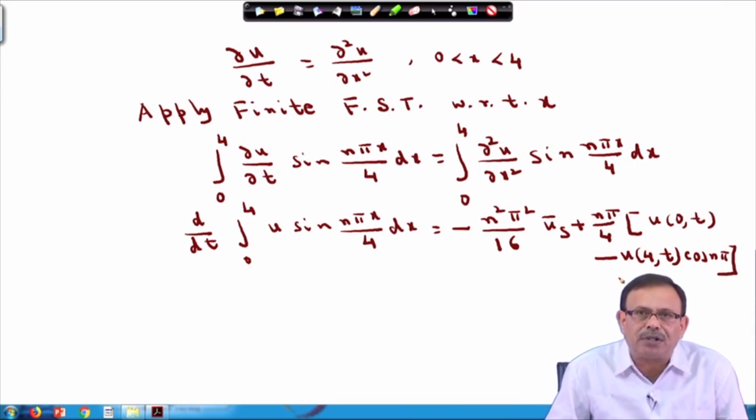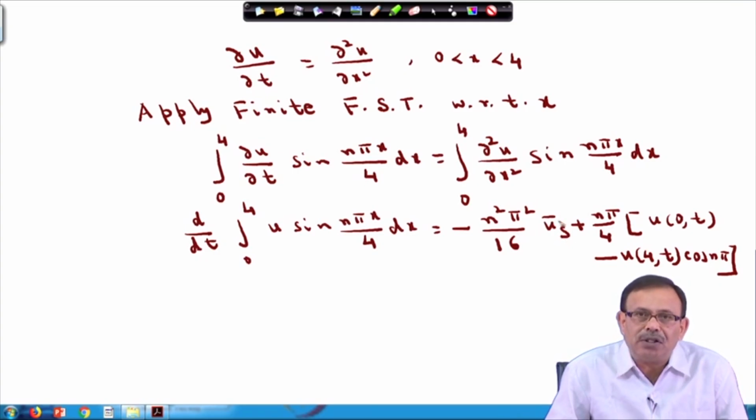This we have already done in the last lecture. For this reason, I am not explaining this part. This is the standard one: the integral from 0 to 4 of ∂²u/∂x² sin(nπx/4) dx will be minus n² π² by L², here L is 4. So, that is minus n² π² by 16 into ū_s.